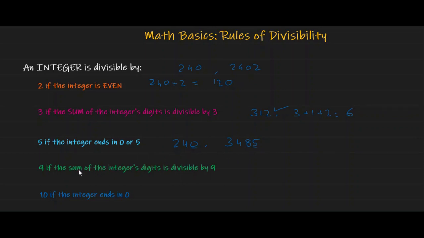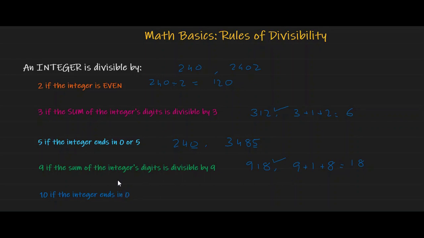The next rule is an integer is divisible by 9 if the sum of the integer's digits is divisible by 9. So just like 3, the same rule applies. Now let's look at an example for 9. Say 918. Is that divisible by 9? Well, let's have a look. 9 plus 1 plus 8. This should give you 18. 18 is divisible by 9, so 918 is divisible by 9.